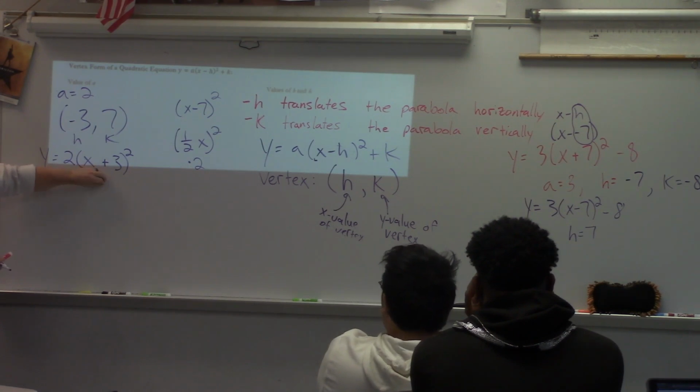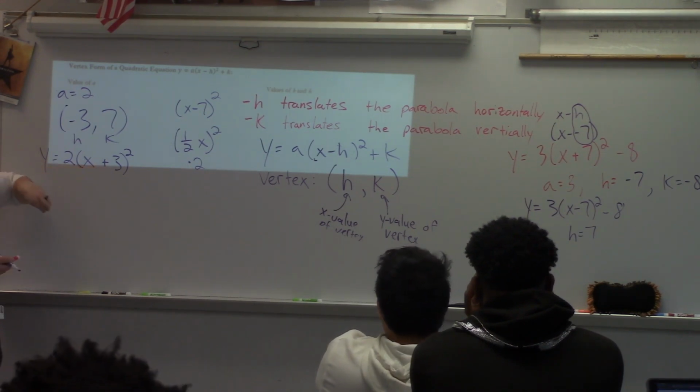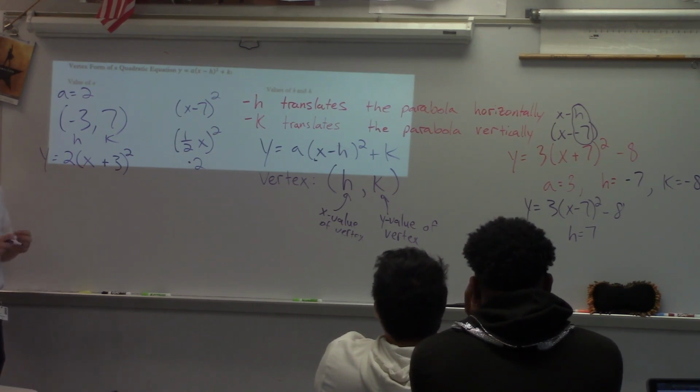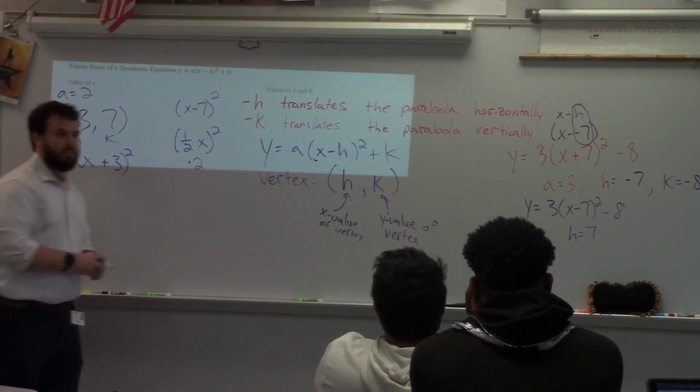It's the opposite of what we see in the parentheses. So where it says plus 7, you change it to negative 7. It's the opposite, for sure. If it's horizontal, it's always the opposite. Okay?